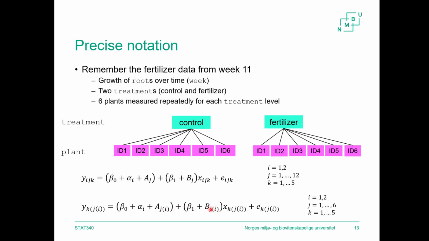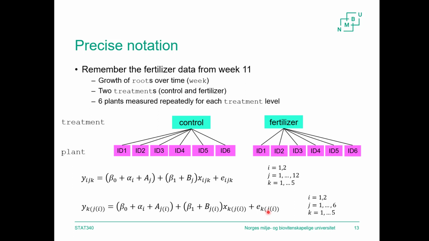Again, we use the same notation. J goes from 1 to 6, but it's nested in I. And I is either 1 or 2. So this is plant number 1, 1, or plant number 1, 2. Or plant number 2, 1, 2, 2. 3, 1, 3, 2. Right? Nesting. And then we also have to use the same indexing here and here. And notice here at the residual, the replicates, right? The 5 measurements over time made on each plant, these 5 measurements over time are now nested within plant.